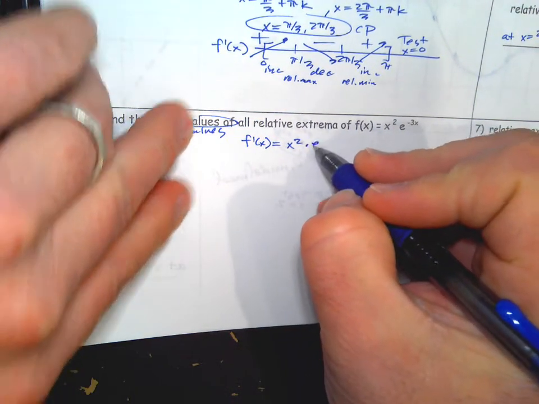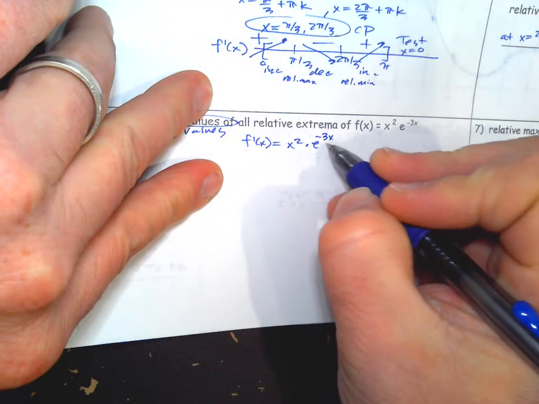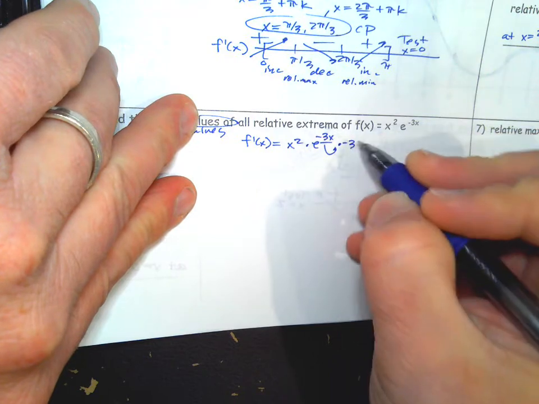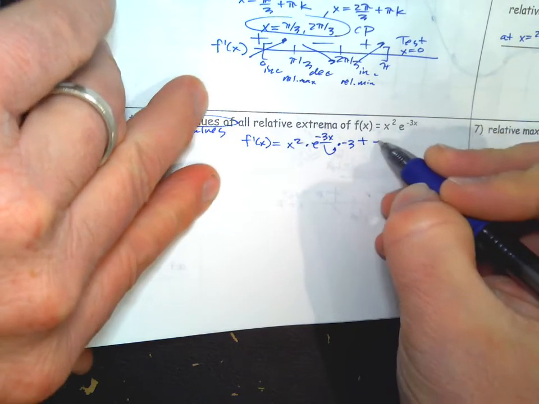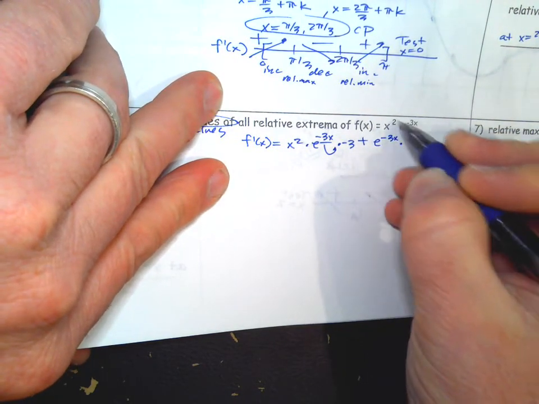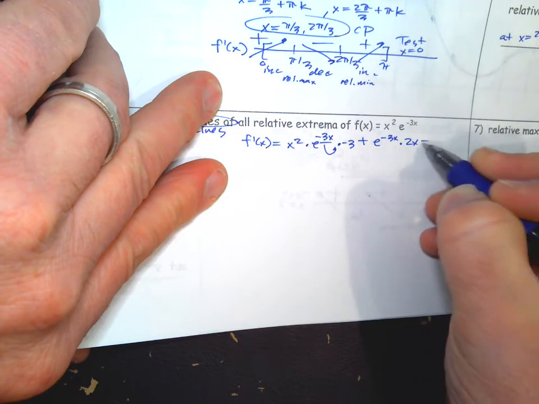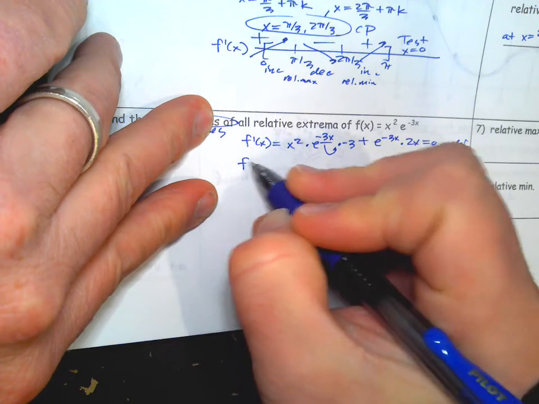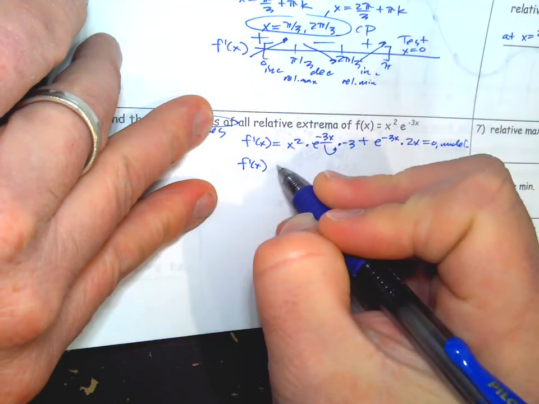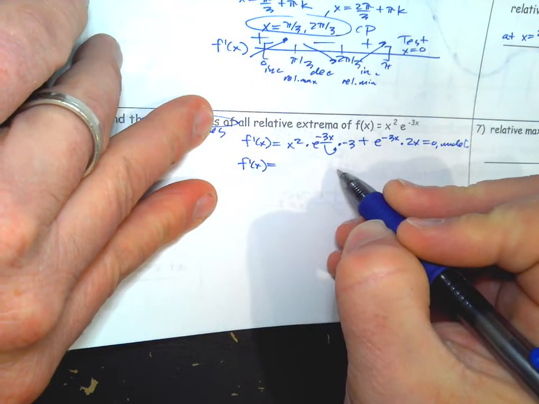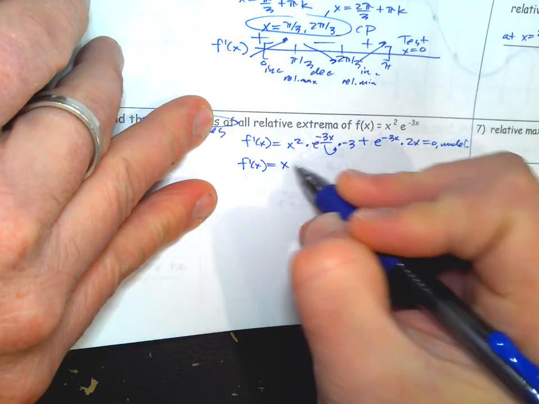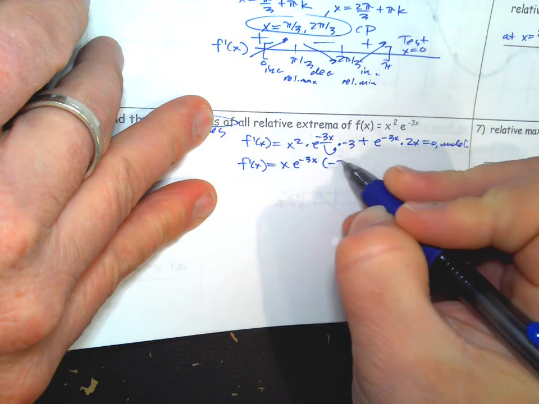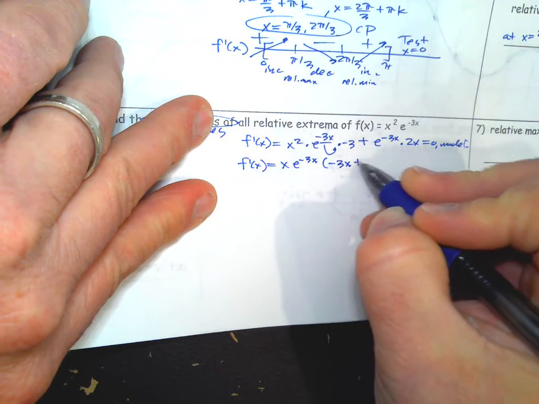Derivative of e to the negative 3x is e to the negative 3x, and then times the derivative of what's inside, which is negative 3. You got to take the derivative of that and multiply it. Plus e to the negative 3x times the derivative of x squared, which is 2x. And I'm going to set equal to 0 or undefined. Now I'm going to clean this up. In fact, I'm going to start factoring it. I'm going to factor out an x and an e to the negative 3x because they have both of those. And then this one just has a minus 3x left, and this one has a plus 2.